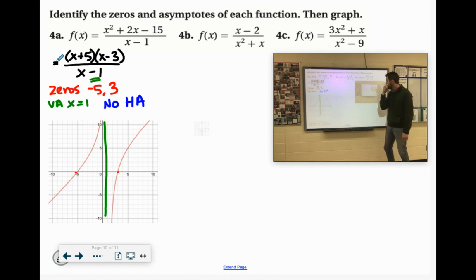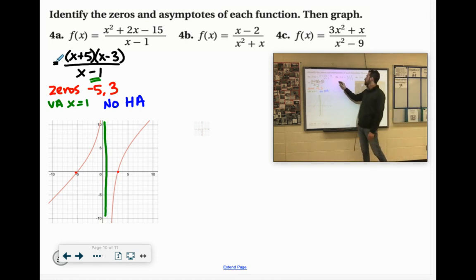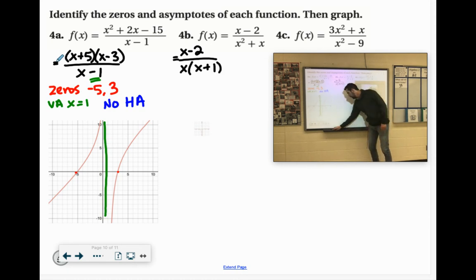All right, B, already I see the degree in the denominator is larger, so there will be a horizontal asymptote. But if we were to factor that, it would say x minus 2 over x times x plus 1. So our 0 would just be positive 2 on top.